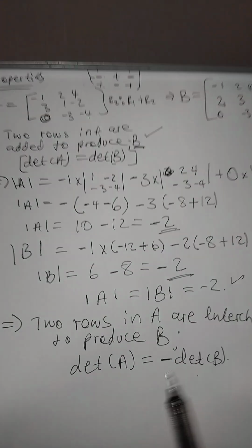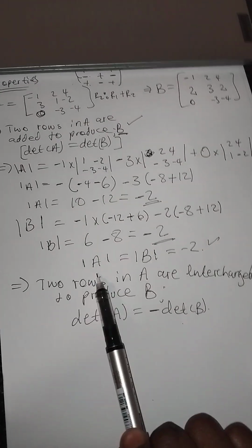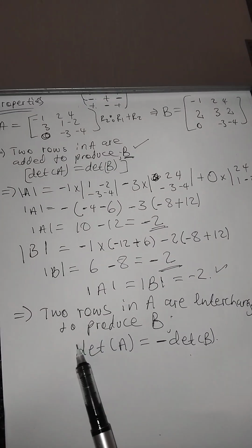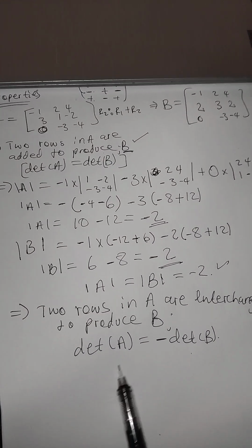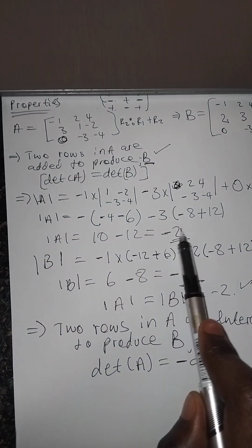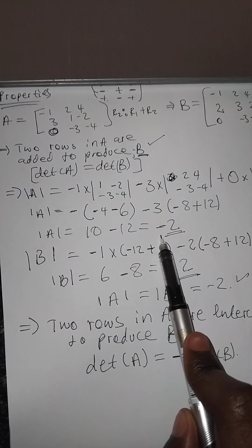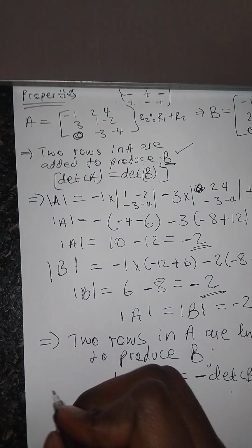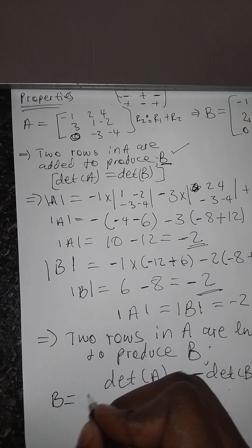Okay, so now what we have to do is to take 2 rows and interchange them from this matrix to produce B. Then after doing that, we have to find that the determinant of A is negative the determinant of B. Since we know already that the determinant of matrix A is negative 2, then we expect that now the determinant of matrix B must be 2.